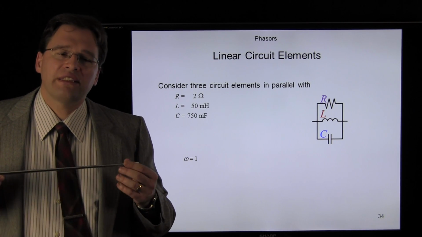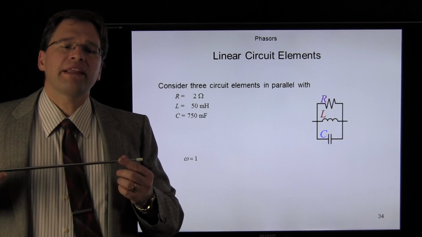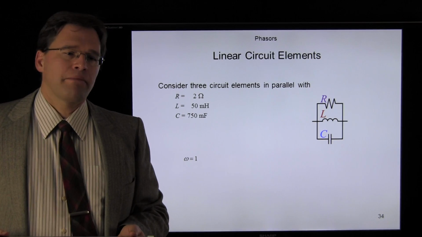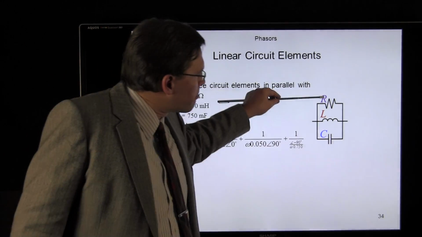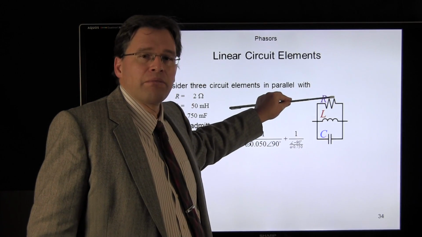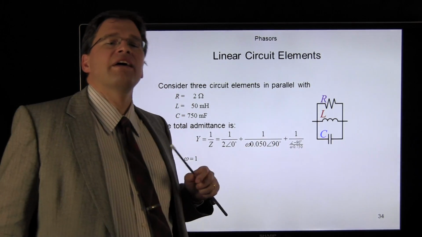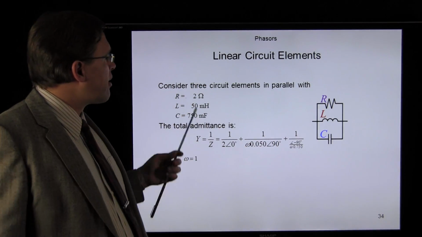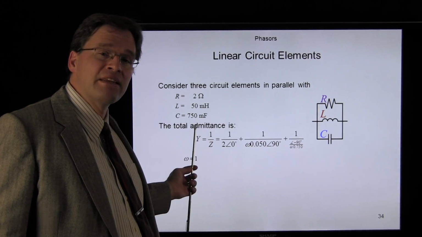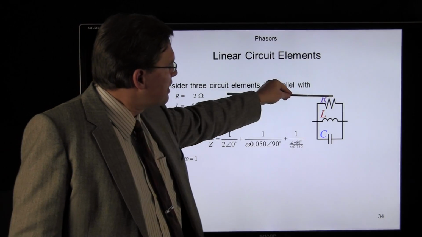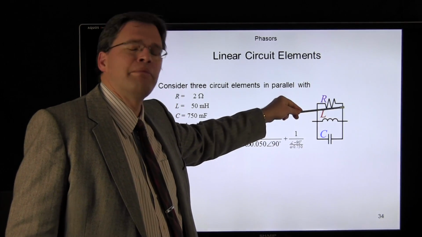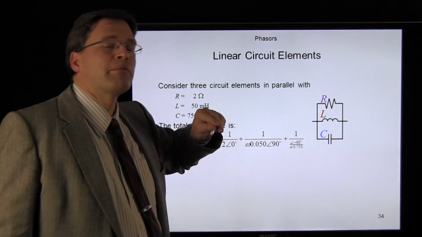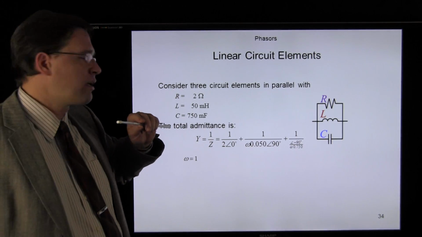Now let's consider these same three circuit elements, but let's consider them in parallel. Now, how does this work? Well, because they're in parallel, let's deal with how much can get through. However much can be admitted through, the admittance, is the sum of what can be admitted through the first one, plus what can be admitted through the second one, plus what can be admitted through the third one.